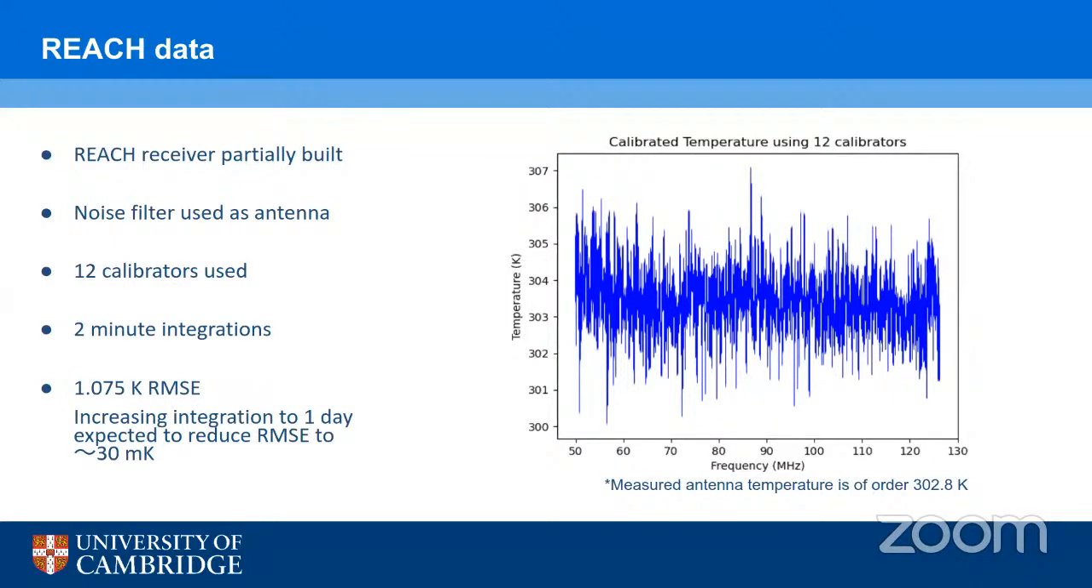Again, we are using the noise filter as an antenna, and 12 calibrators are used, and we take 2-minute integrations on the power spectral densities of these calibrators, and with our measured antenna temperature of order 302.8 Kelvin, our calibration solution provides an accuracy to within 1.075 Kelvin RMSE. Again, we've taken only 2-minute integrations. So by extending our integrations to 24 hours, we anticipate that this RMSE can reduce to 30 millikelvin, which is comparable to the calibration accuracy reported by the EDGES experiment for a low foreground sky.